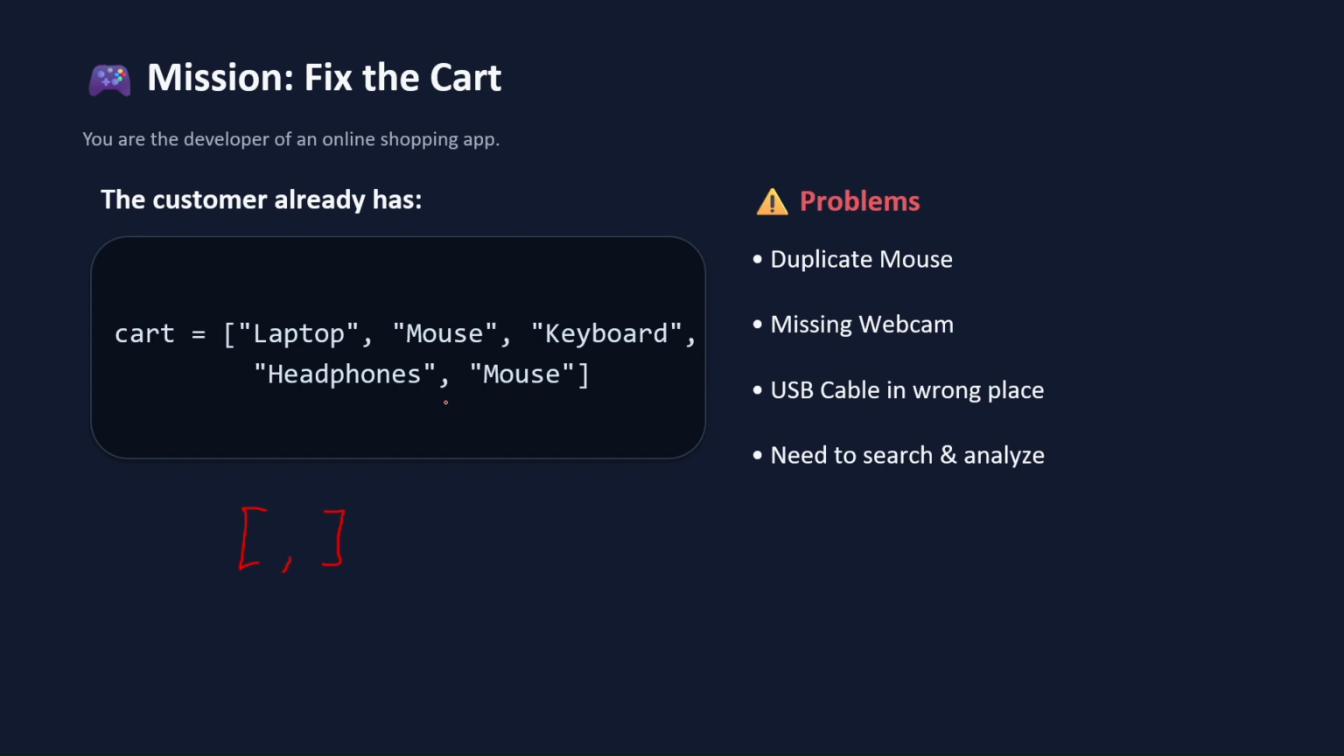Now, here is what we are going to solve. First, we need to identify the duplicate mouse. Here we have two mouse given. Next, we need to identify the missing webcam. That means in the cart we don't have a webcam, so we need to add a webcam to the cart. Next, the USB cable is in the wrong place. The USB cable has not yet been taken, and it has to be inserted somewhere in the cart. And we need to search and analyze the cart. This is what we are going to do.